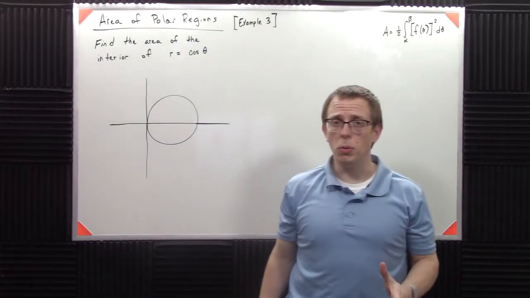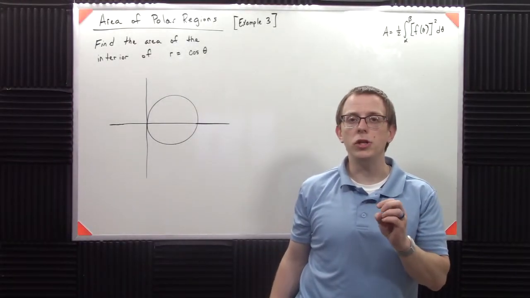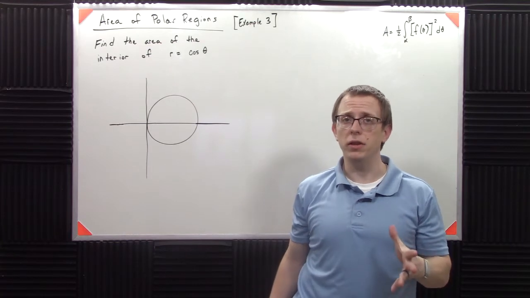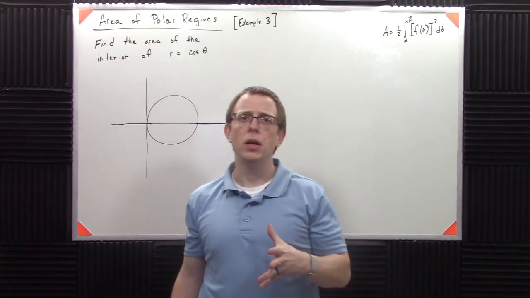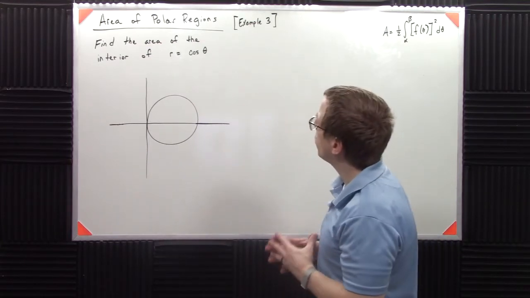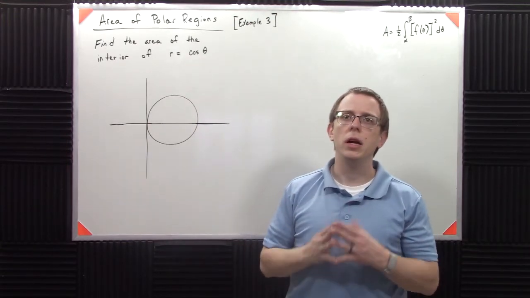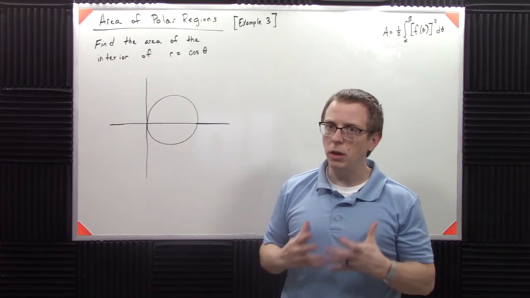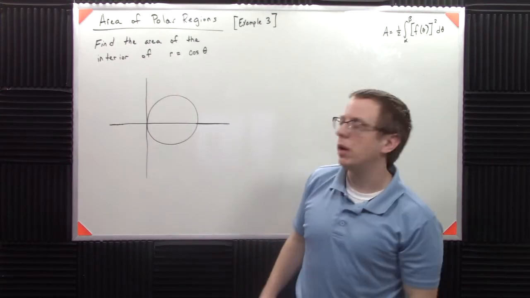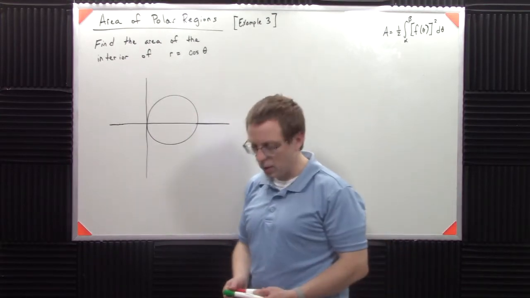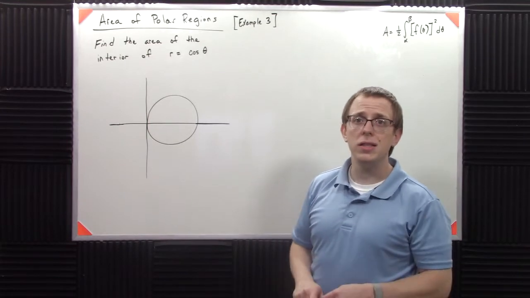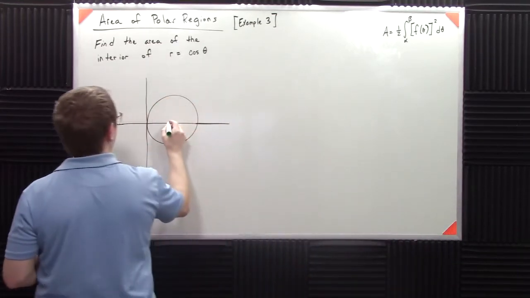For this particular problem, we're going to be finding the region, but the shade is not given, so we have to be a little more careful. In this one, we're trying to find the area of the interior of r equals cosine theta. Hopefully you're getting more comfortable with this kind of stuff now. If I were to plot r equals cosine theta, what I know is that the center would be at 1/2.